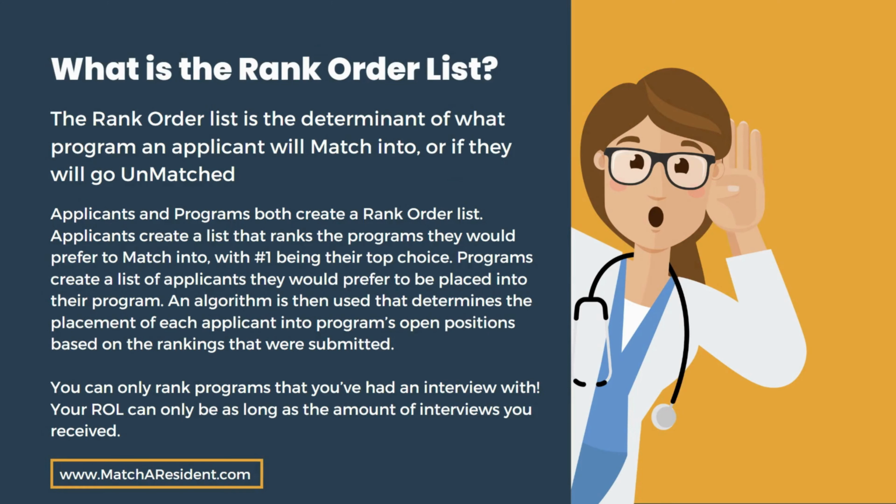The rank order list is a determinant of what program an applicant will match into or if they will go unmatched. So applicants and programs both create a rank order list. Applicants create a list of programs that they would prefer to match into, which number one would be their top choice. Programs then create a list of applicants that they would prefer to be placed into their program. After this is done, an algorithm is used that determines the placement of each applicant into a program's open positions based on the rankings that were submitted.